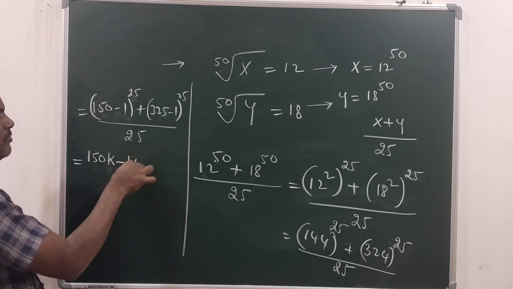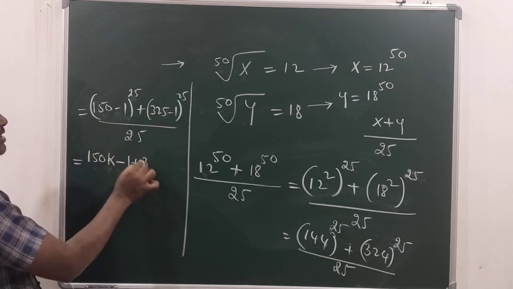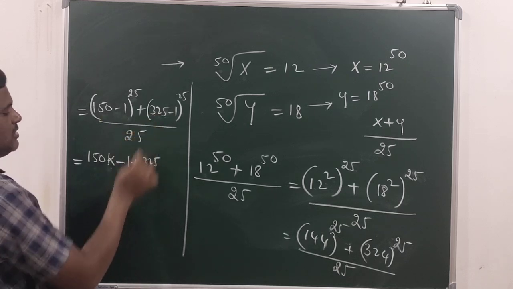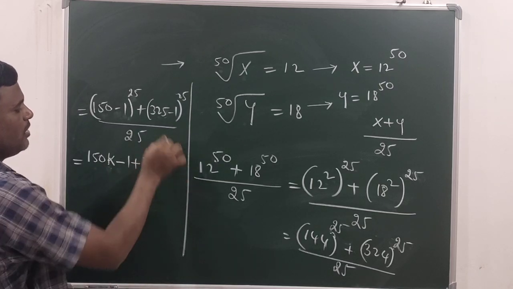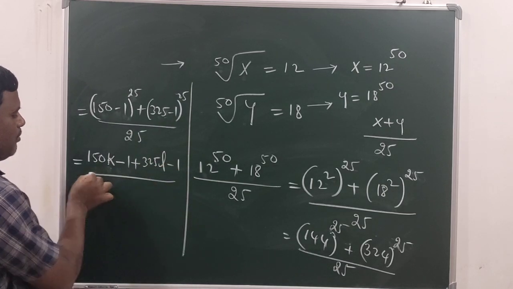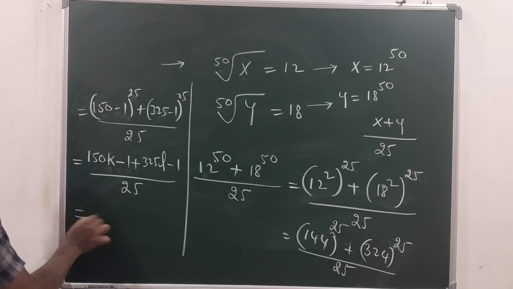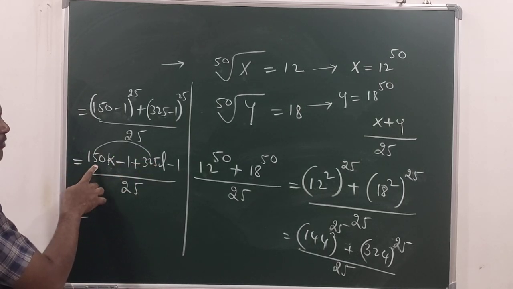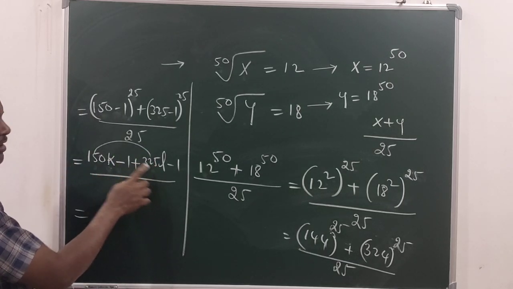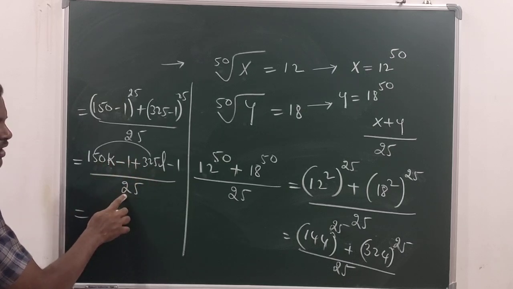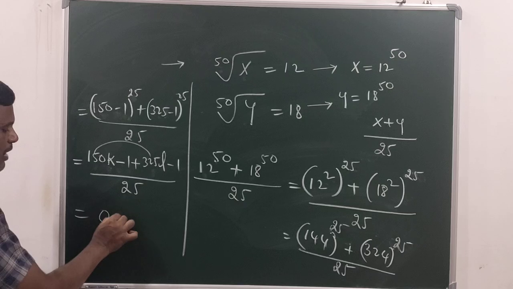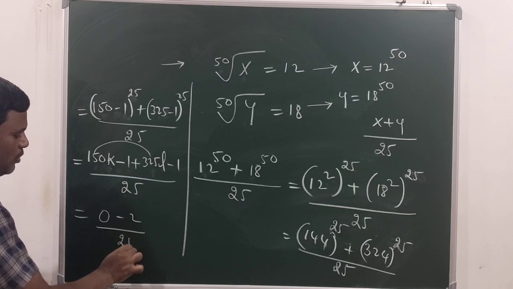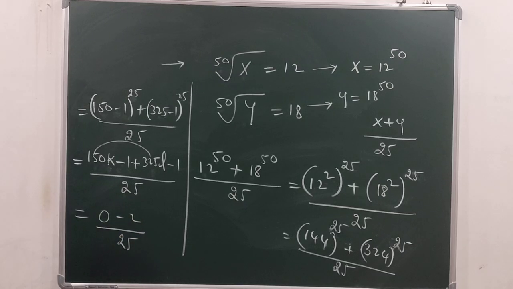So here 325, same like this, 325 times some integer. Here I took the integer as k, here you can write L. So in the last one also minus 1 by 25. From these two you can write: this is a multiple of 25, this is a multiple of 25. On dividing these two with 25, it leaves remainder 0 and here minus 1, minus 1, minus 2. Minus 2 divided by 25.